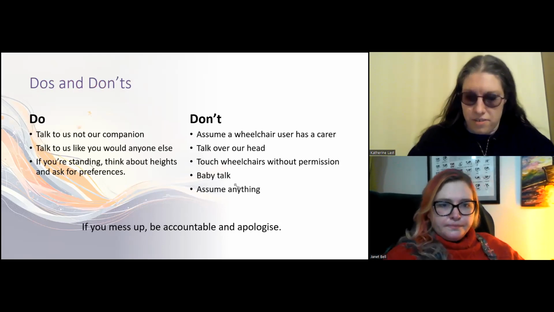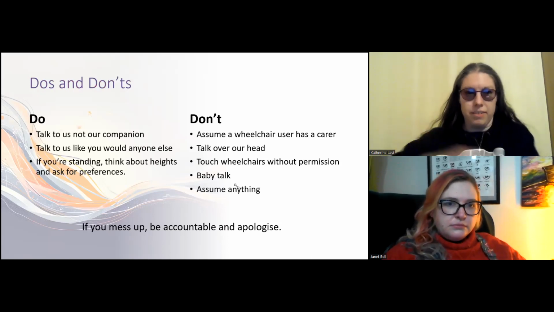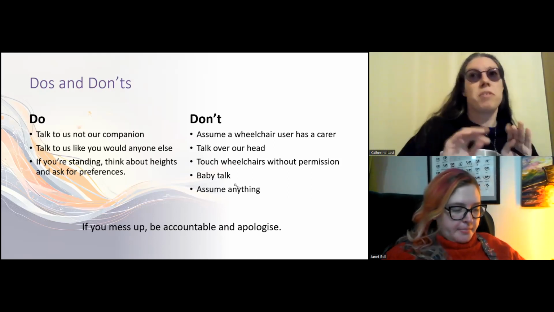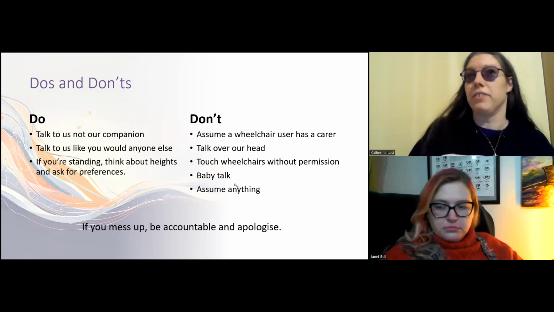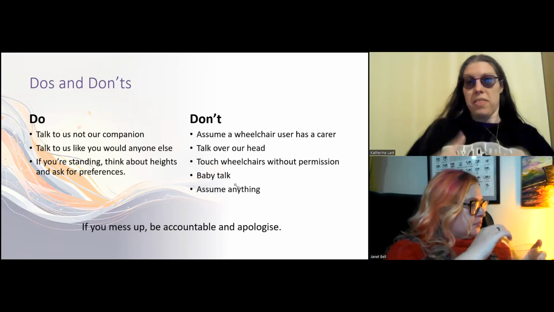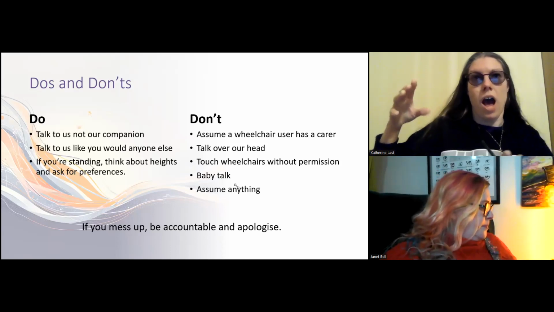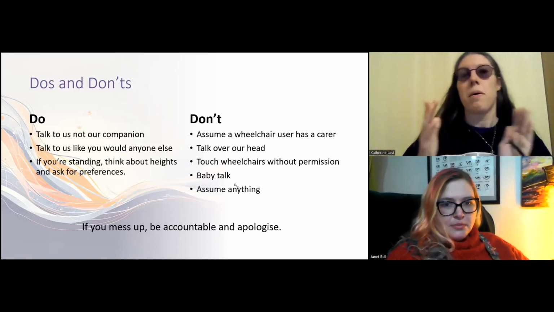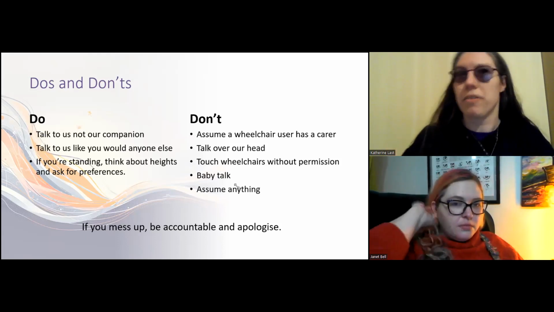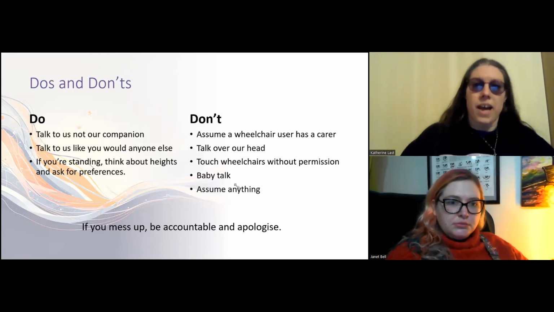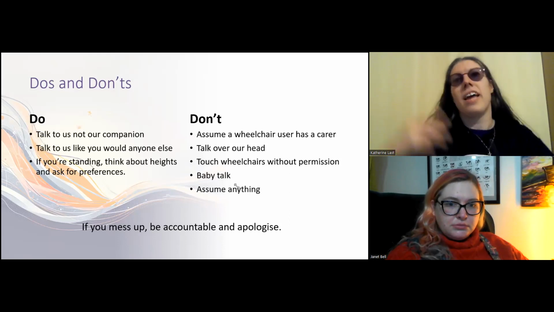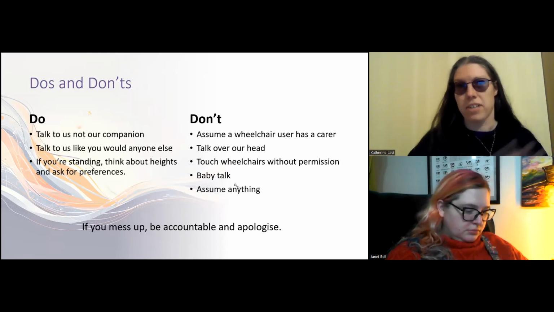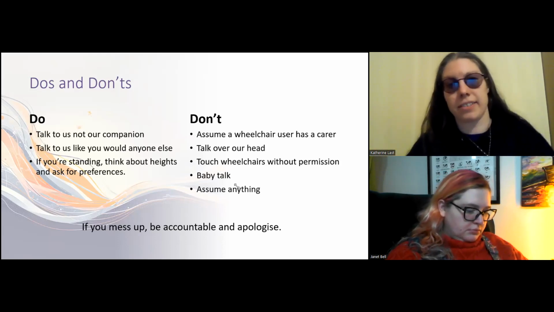So, some dos and don'ts about interacting with us. Please talk to us, not our companion. The number of times pretty much every wheelchair user I know, myself included, has been somewhere where we're with someone, and the person who's interacting with us has only spoken to the person we're with and not to us. Talk to us. We are perfectly capable of interacting, and just talk to us like you would anyone else. If someone makes it clear that they need you to change how you communicate with them, that's a different matter, and you should be open to changing that.